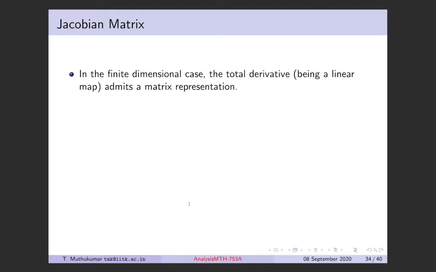Then you have this notion of Jacobian matrix. How is this coming in? As I said, the Frechet derivative or the total derivative that we defined is a linear map, right? On a finite dimensional space, if it is from Rn to Rm, it is a linear map, and you know from linear algebra that every linear map, corresponding to the basis, has a matrix representation. So the total derivative will also have a matrix representation, right? And that matrix is what is called the Jacobian matrix.